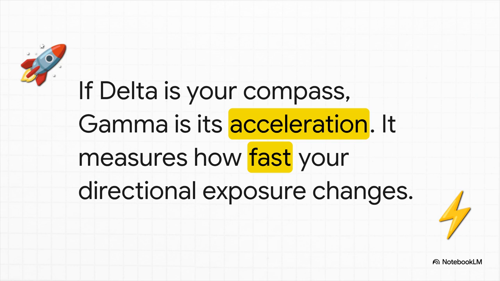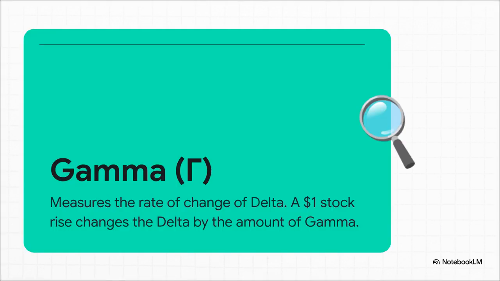Okay, next up is gamma. Now, if delta is your compass, then gamma tells you how fast that compass needle is swinging around. It's all about the acceleration of your directional risk. This is kind of cool. Gamma is the Greek that measures another Greek. It tells you how much your delta is going to change when the stock moves by $1. So if your option has a high gamma, that means your directional risk can change, and change fast. It makes gamma an absolutely crucial thing to watch, especially when the market gets choppy.